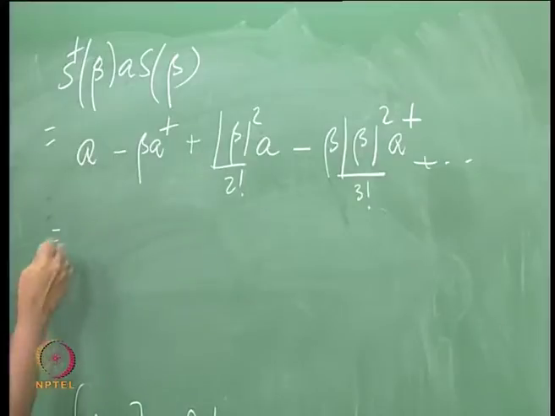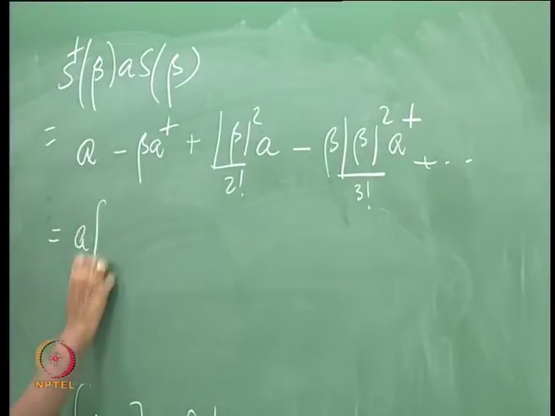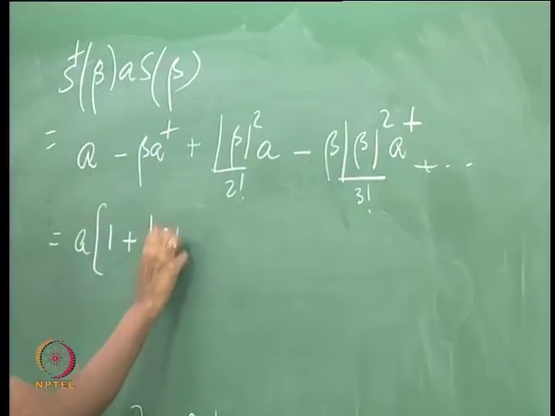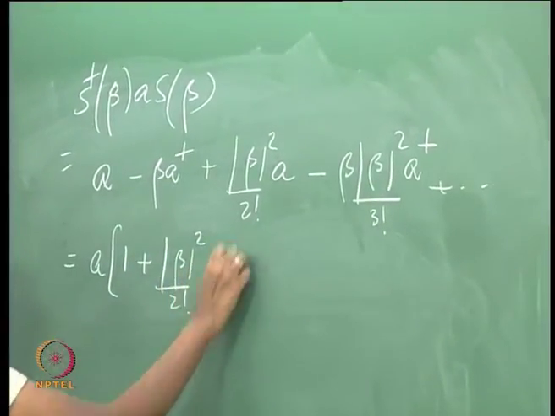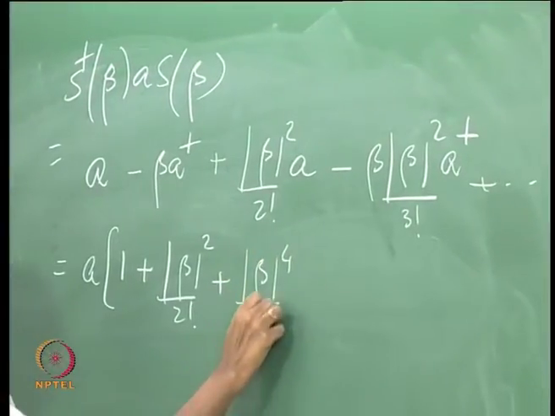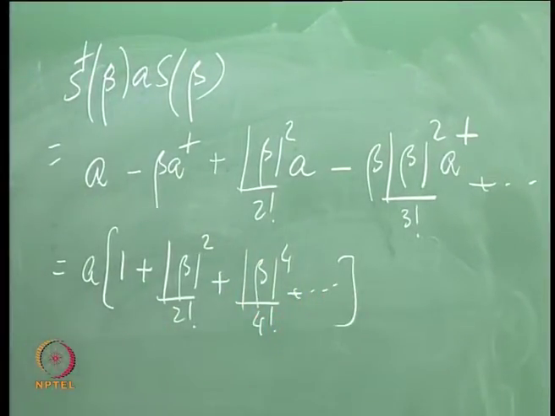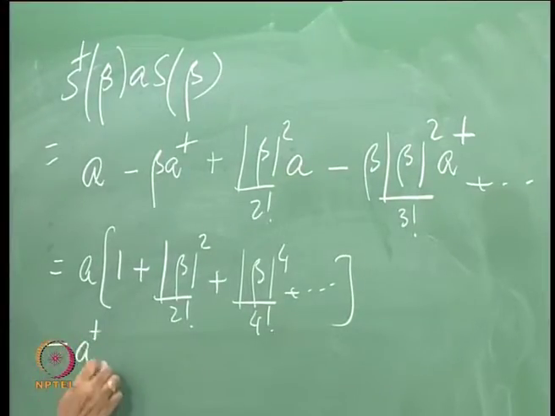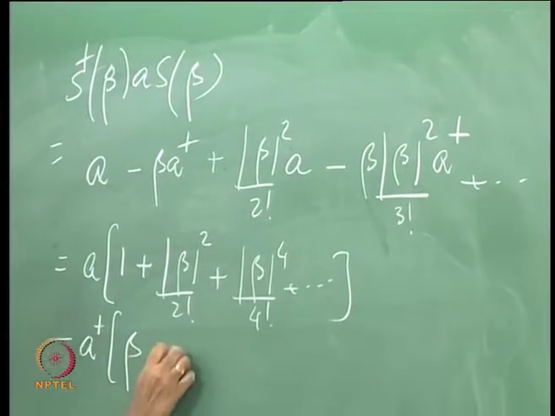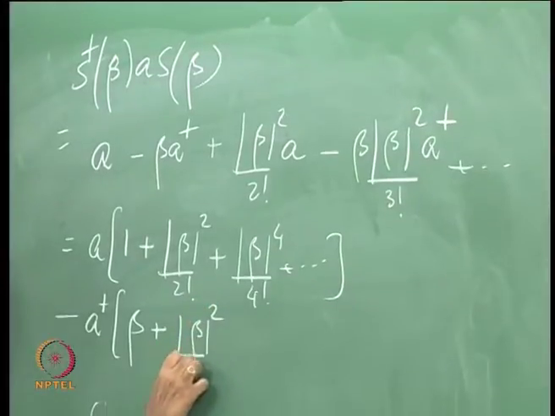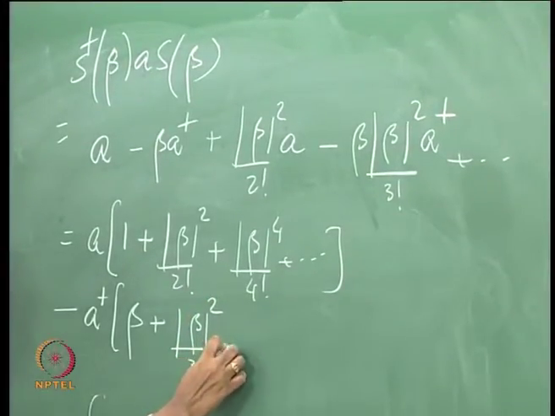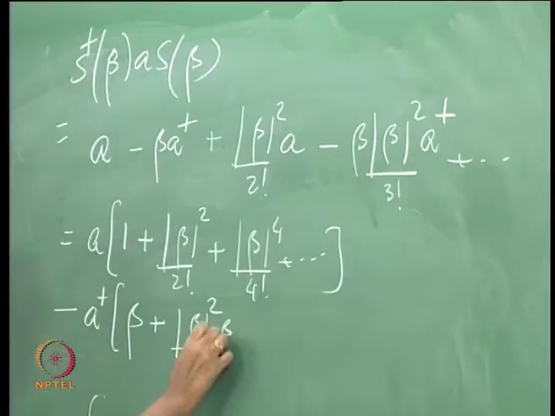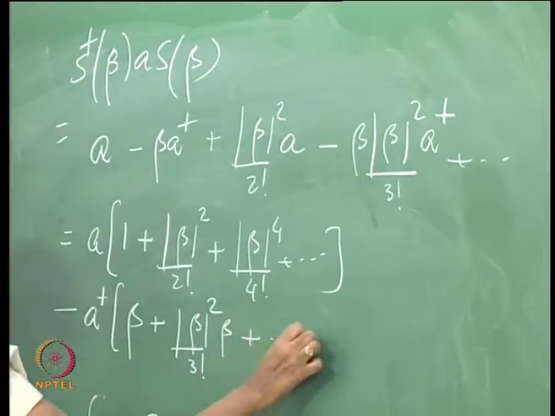So clearly there are terms multiplying A and there are terms multiplying A dagger, and it should be possible now to do the following. You can write this as A times 1 plus mod beta squared by 2 factorial plus mod beta to the power of 4 by 4 factorial plus so on, minus A dagger times beta plus mod beta squared by 3 factorial times beta plus so on.